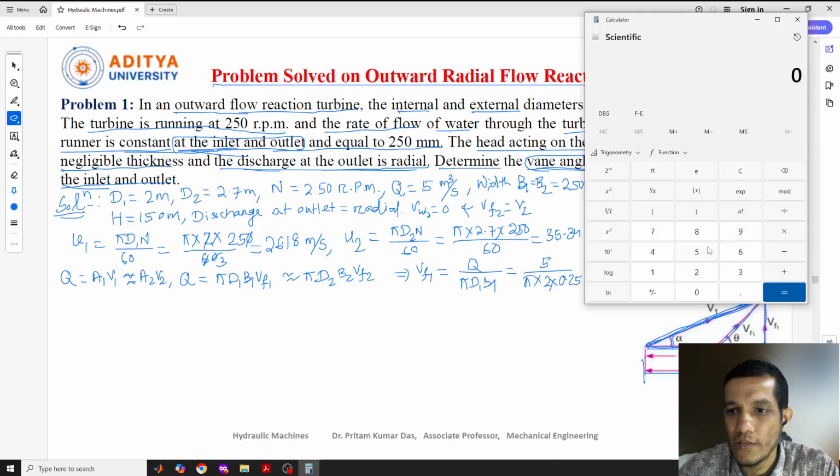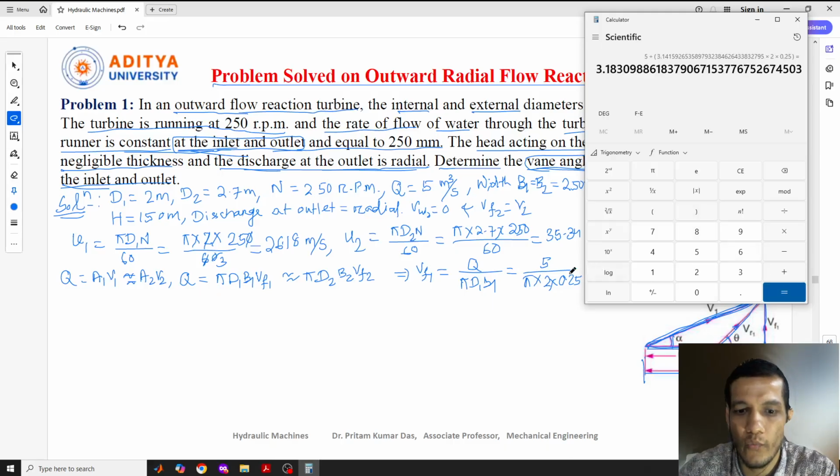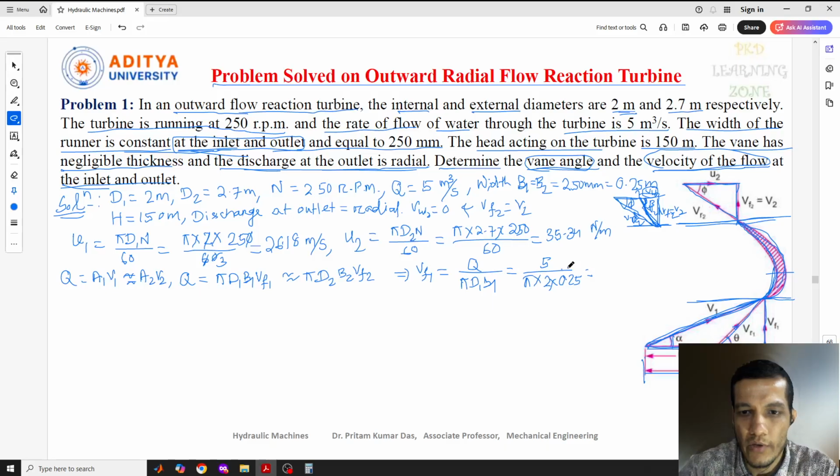So this is 5 divided by (we can start the bracket) pi into d1 into 2 into 0.25, bracket close. Answer: 3.183. So we got here 3.183 meter per second, the first one.